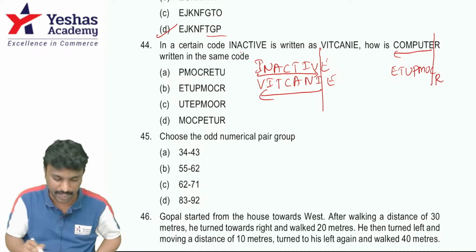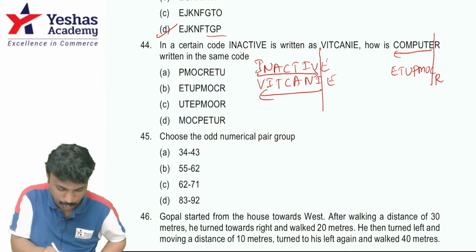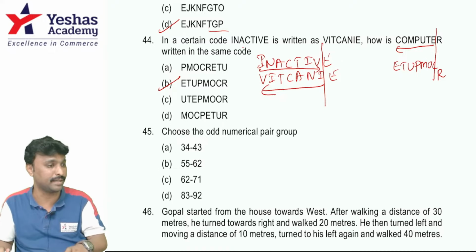ETUPMOC. Which option? ETU, you see in option B. So option B is the right answer.